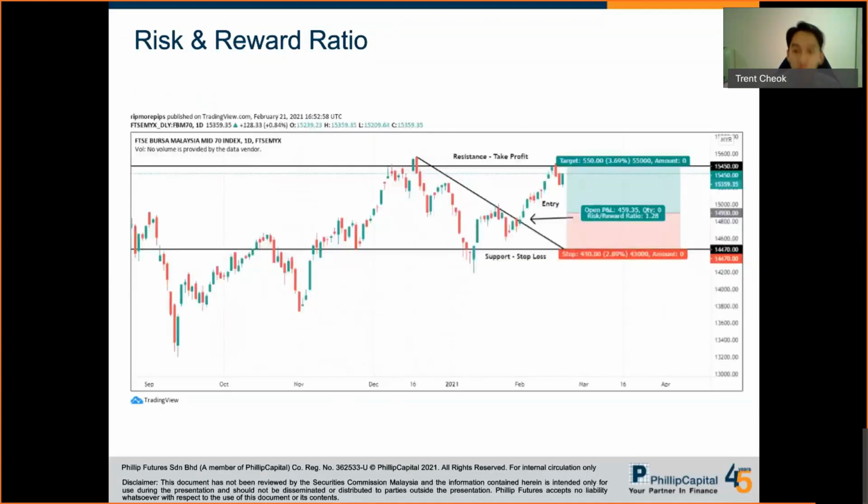Okay, so just to show you how the risk and reward is calculated, you can use TradingView and calculate the risk and reward. It's quite convenient there. But the general idea is to identify where's your entry point, your take profit point and where's your stop point. So you take this entry point minus the stop loss point, and you get 430 points. Then you take your take profit minus your entry point, you get 550 points. So 550 points divided by 430 points will be 1.28.